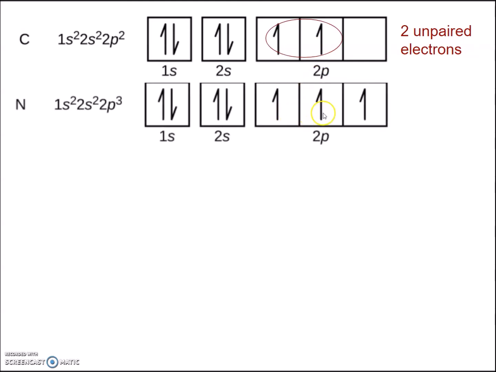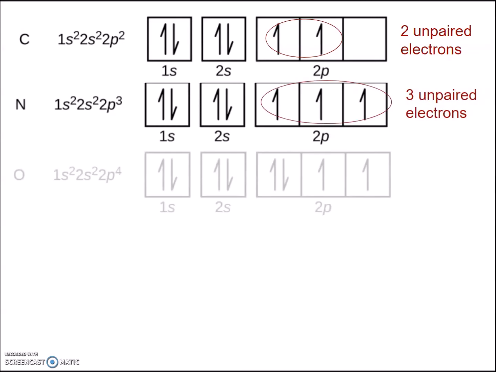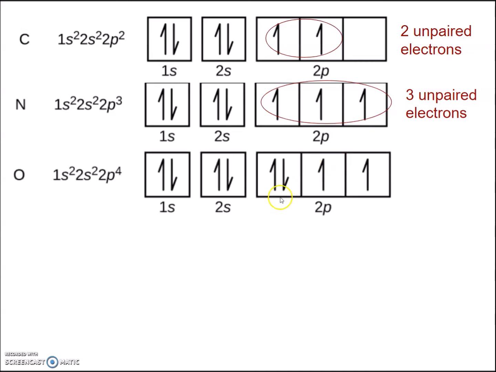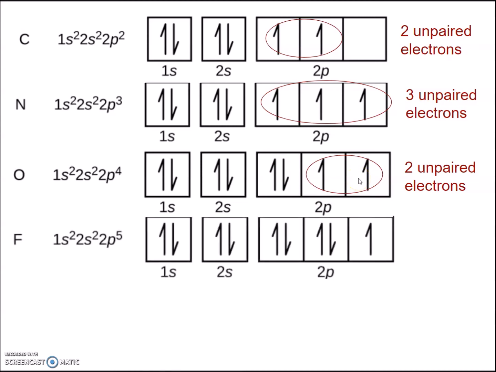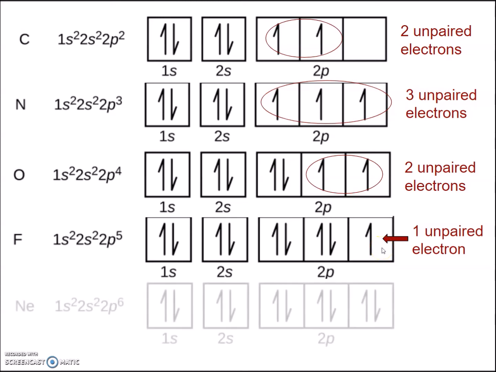With nitrogen, there's even more. The 3 electrons in the 2p sublevel occupy 1 orbital each. That gives us 3 unpaired electrons. Oxygen, well, we've got 1 doubly occupied orbital in the 2p sublevel, but we still have 2 unpaired electrons. Fluorine, 1 unpaired electron. That last box has an electron that's alone.